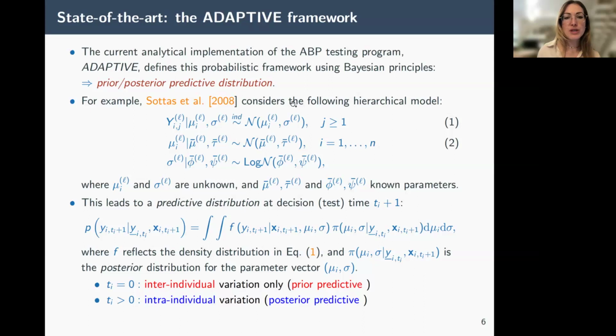And based on this model here, a predictive distribution is derived as given here, where basically this represents the distribution that we assume, which in this case is a normal distribution. This is for the new test, and this is multiplied by the posterior distribution of the unknown parameters, so mu I and sigma. Mu I and sigma, of course, are the mean and the standard deviation of the normal distribution characterizing the outcomes related to individual I. And mu I is specific to that individual.